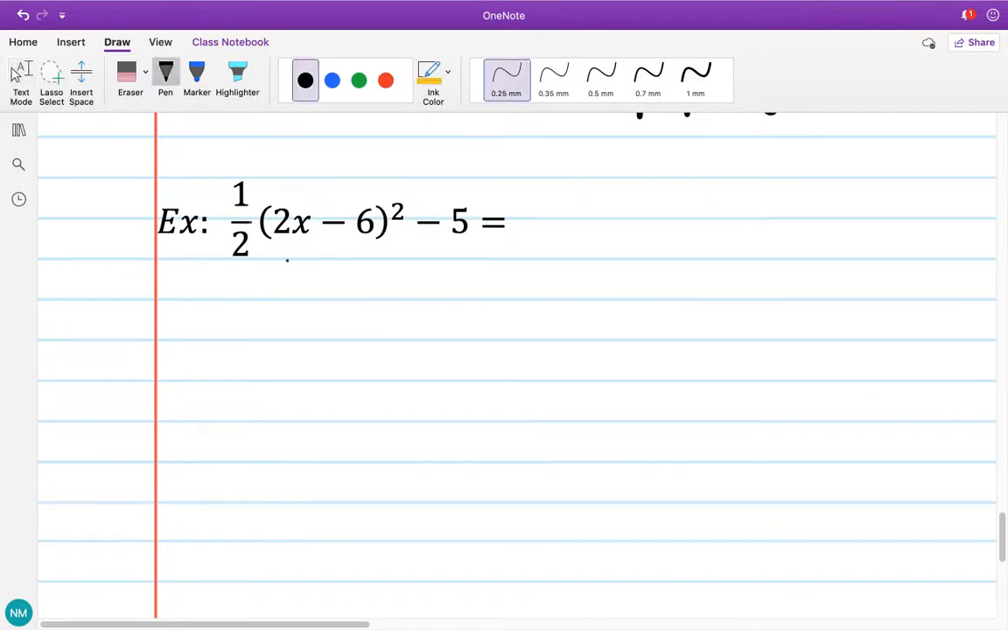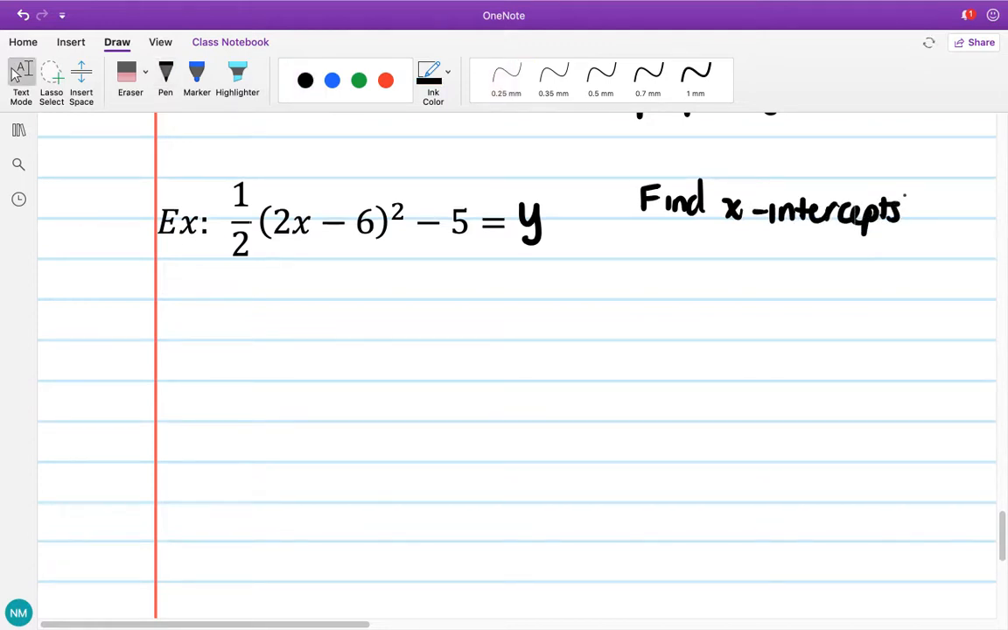Don't worry. Okay, so let's go on our last one. So again, what does this equal? Let's equal it to y. And we want to solve. We want to find the x-intercepts. Guys, it's most definitely 8:40 at night, so I'm officially losing my mind.